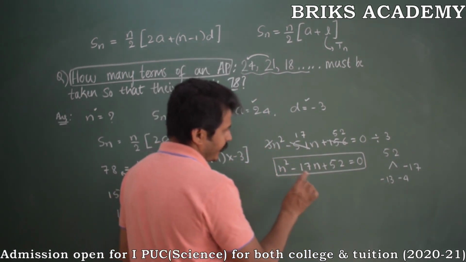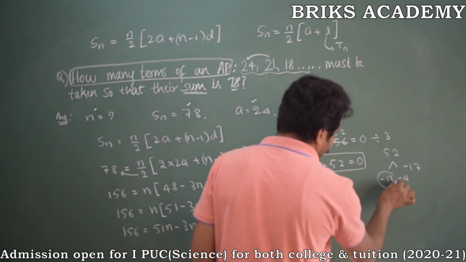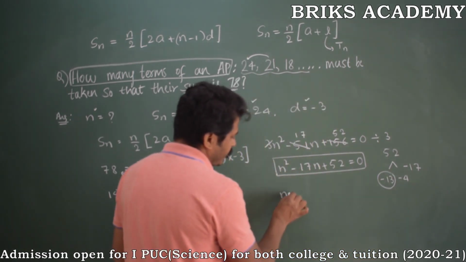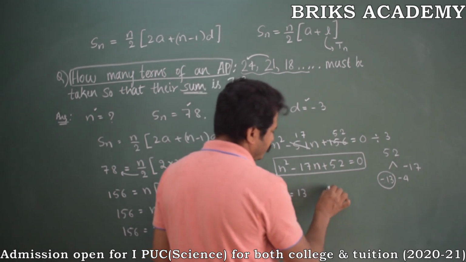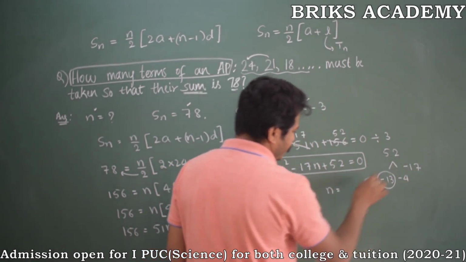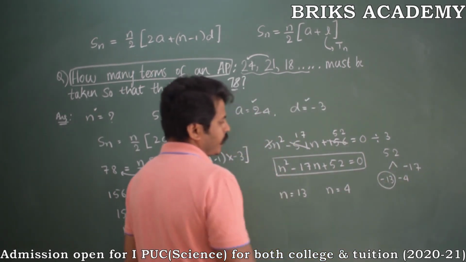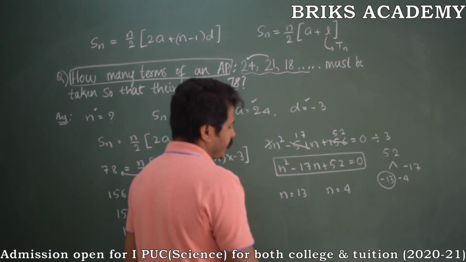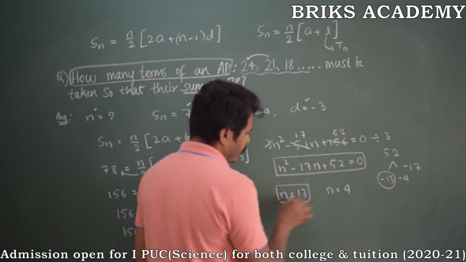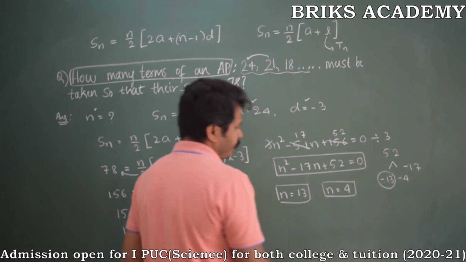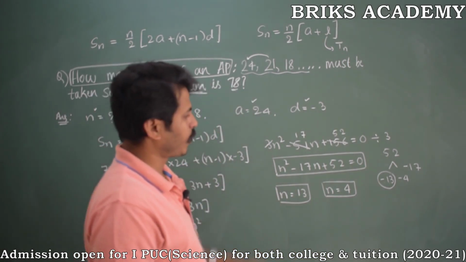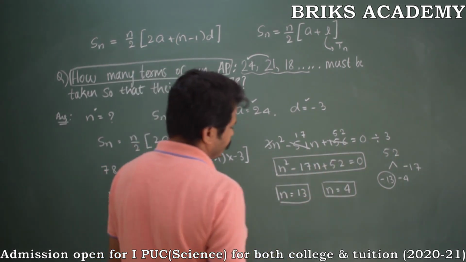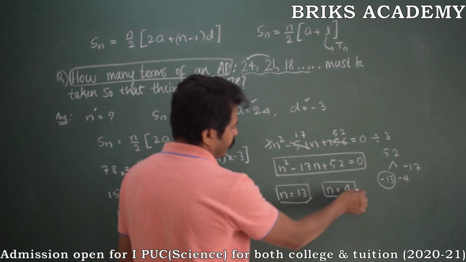That is, directly I will write the answer. This is minus 13. Change the sign and write. Minus 13, if you change the sign, becomes plus 13. Here minus 4, change the sign and write plus 4. Factorize this and calculate the answer. You have to calculate the answer, but that we did in the quadratic equation chapter. Look there at how to do this. So n equal to 13 and n equal to 4.